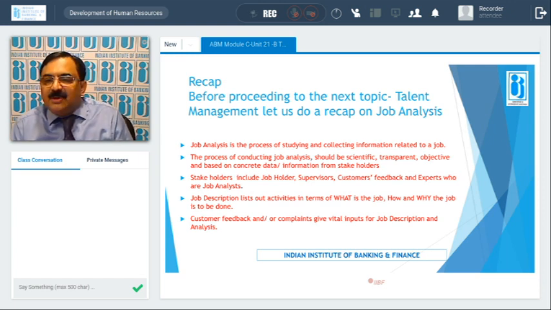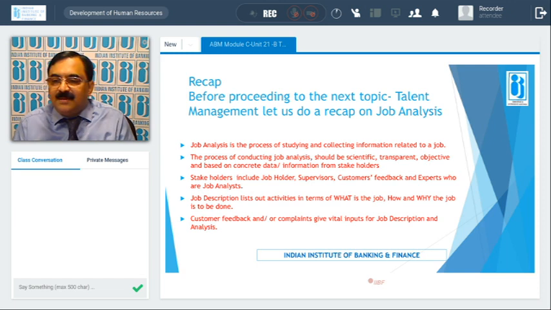So job description would have listed out activities in terms of what the job is, how and why the job is to be done. So how the job is to be done and why the job is to be done, which will also bring out the importance of the job and how to do it in the best possible way so as to improve effectiveness. And we also understood that the customer feedback and complaints received from customers would also give us vital inputs and insights for job description and analysis.